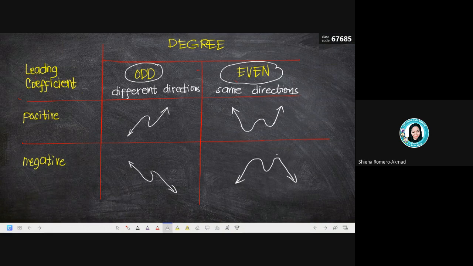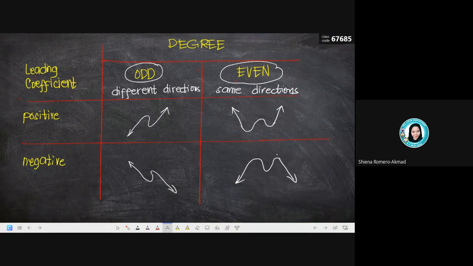So nagbabago lang kapag positive, negative, alamin niyo na kung saan siya nagre-rise, saan siya nagfo-fall. Pag odd, kasi magkaiba ng directions. Pag even, yung degree, dahil same directions lang. Pag positive, both rise, and pag negative, both fall. Okay? So, ganun po yung end behavior natin. And ang tawag natin dito is the leading coefficient test.